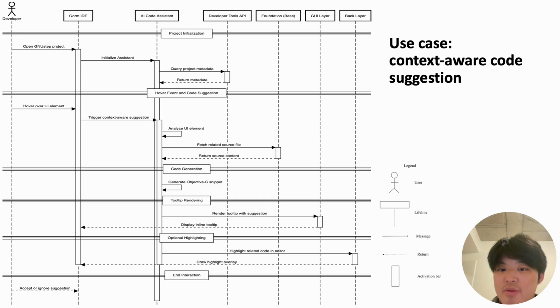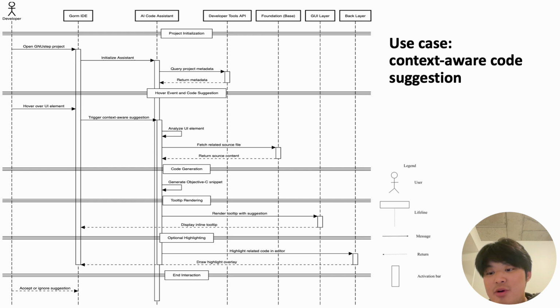The sequence diagram of the first use case illustrates how the AI code assistant integrates with the GNUstep development environment to provide real-time coding support. The process begins when the developer opens a project in GORM IDE, which then initializes the AI assistant. The assistant queries project metadata from the developer tools API to gain contextual awareness of the current development environment.